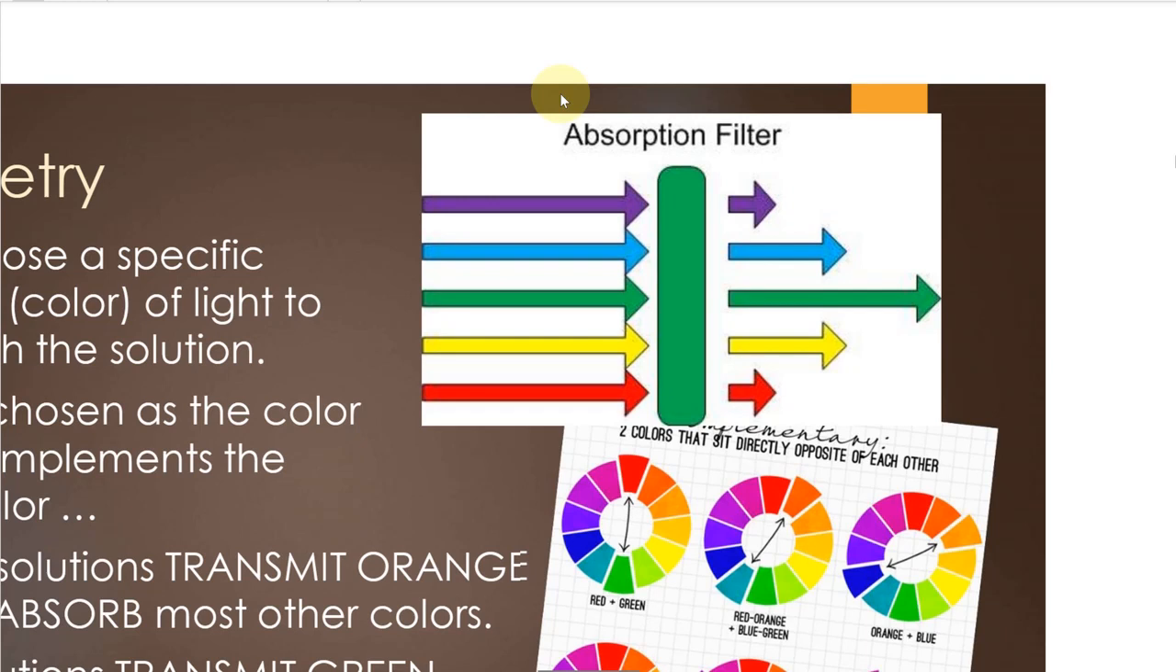And you can tell that some of the colors are getting through a little bit, like the purple and the red. Some of the colors aren't getting through much, but then there's the green light that's getting through basically completely. And that's because the green light is being transmitted through the green solution. The other colors, at least light green, are being absorbed by the solution.